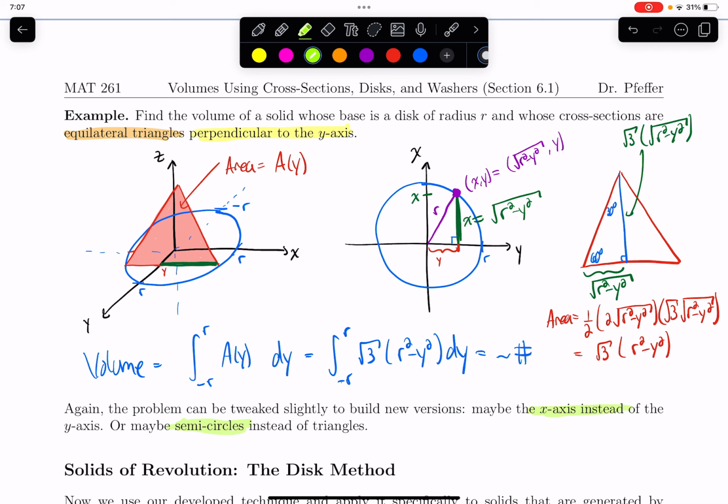So this sets up this entire idea of taking volumes by cross-sections. Set up a picture, slice it, compute individual areas carefully, and then integrate it. That's the idea.